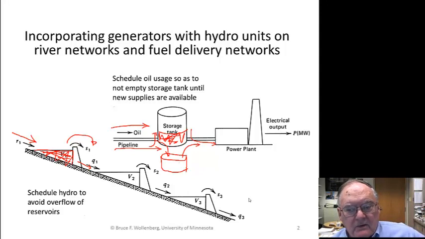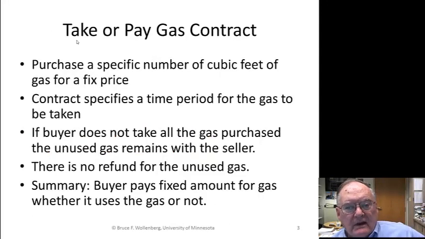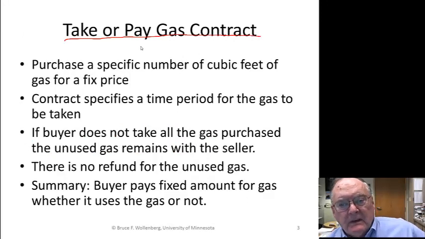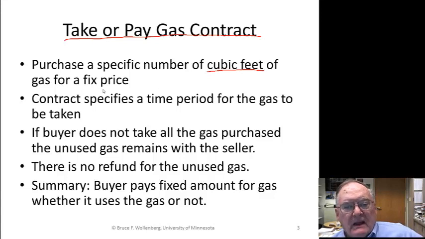So to begin, we're going to talk about what is called a take-or-pay gas contract. Take or pay. We purchase a specific number of cubic feet. That's the key. We call up the gas company and we say, I want so many million cubic feet, for example. And they quote me a price, and if I take it, then I have a contract that says I have to take that many cubic feet, and I'm going to pay this price. And the contract specifies a time period that it's to be taken.